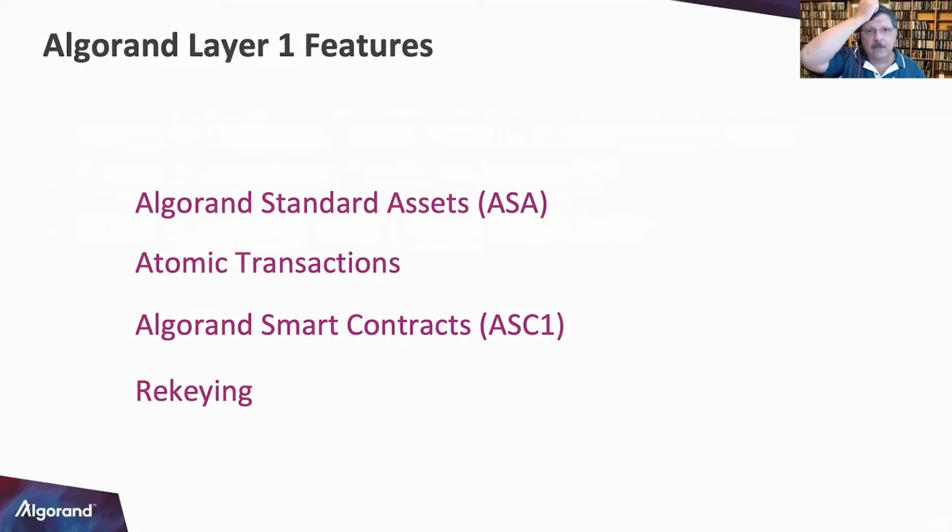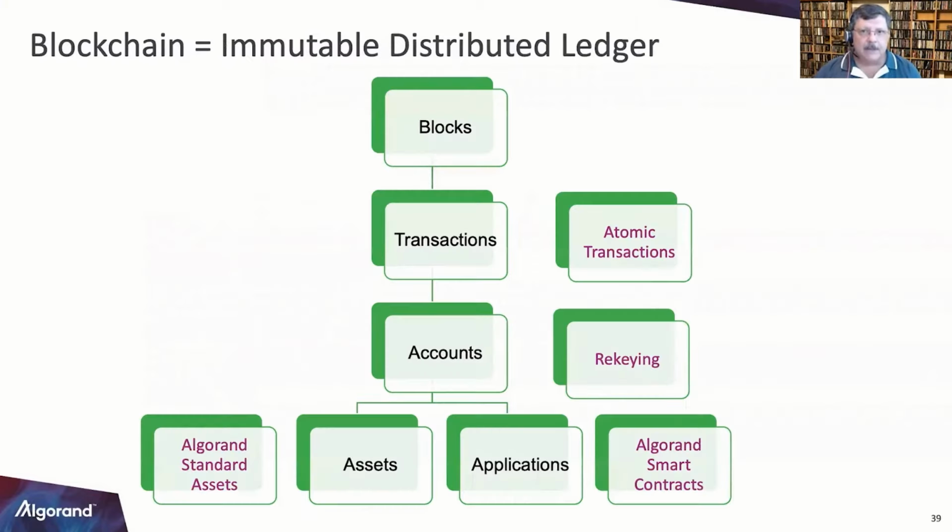Algorand layer 1 features include standard assets. Those are the tokens we've been talking about. So you can do that natively right on the blockchain. Atomic transactions is huge. This could be the secret sauce of architecting a solution, tying together many related transactions into one big one. Algorand smart contracts provides a logic capability to do signing and transactions, as well as a feature called rekeying to rekey the secret keys. So I'm going to explain a lot of this in this section here.